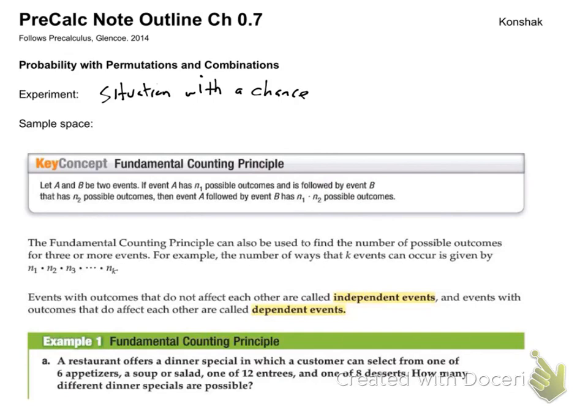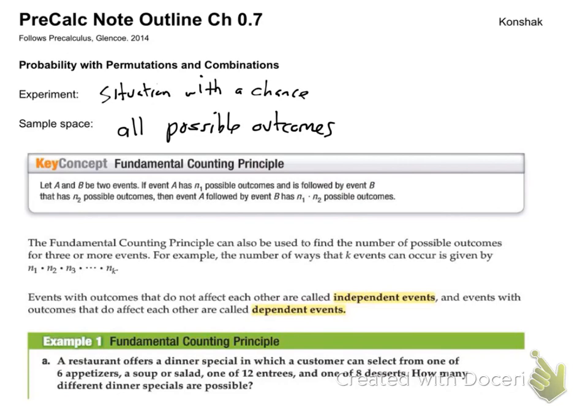What do you think the sample space is? All possible outcomes. A sample space is all possible outcomes. So when I talk about a coin, heads and tails is the sample space. A die will be 1, 2, 3, 4, 5, 6. Okay?